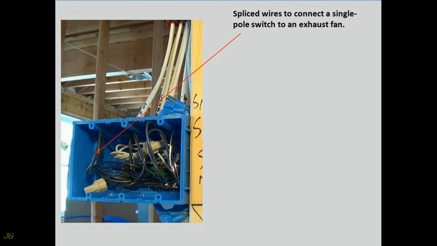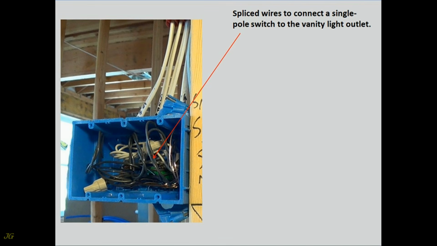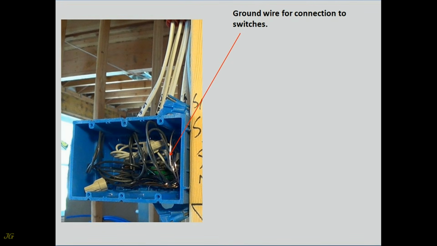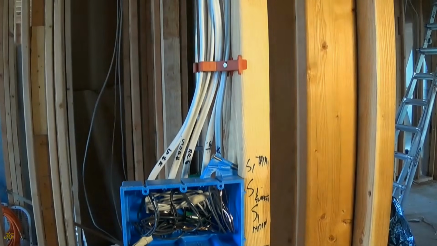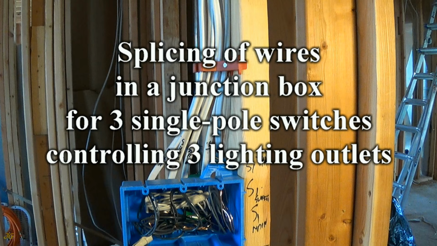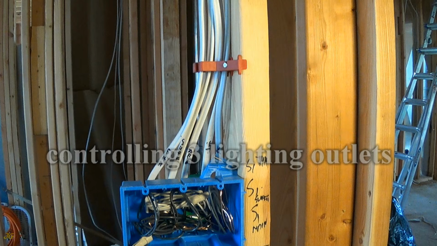Spliced wires to connect a single pole switch to an exhaust fan. Spliced wires to connect a single pole switch to the recessed light. Spliced wires to connect a single pole switch to the vanity light outlet. Ground wire for connection to switches. Splicing of wires in a junction box for 3 single pole switches controlling 3 lighting outlets.